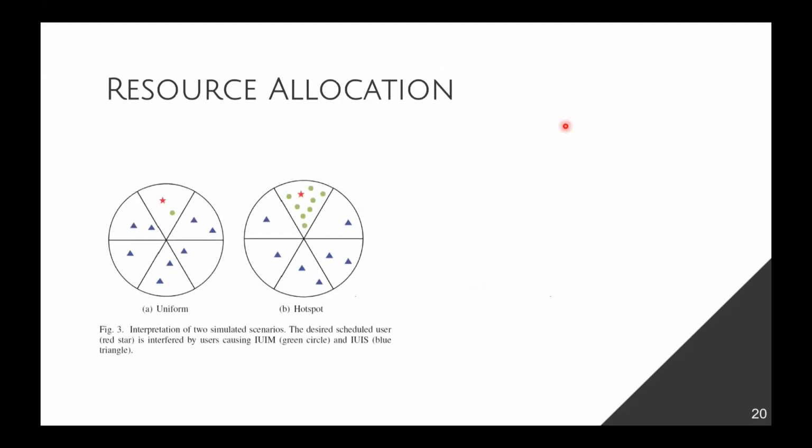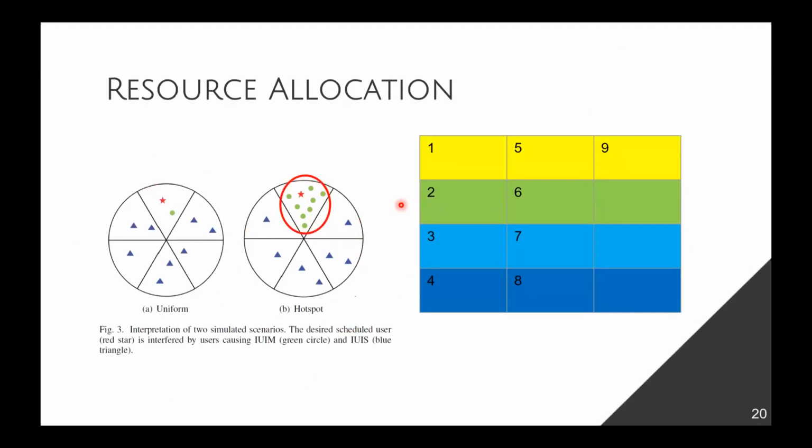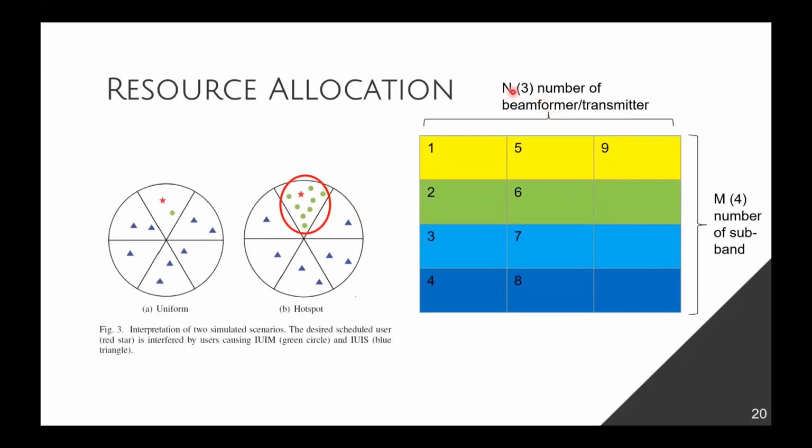So this is the resource allocation. I will try to mention it. This is the figure from the paper. Let's consider the hotspot scenario here. As we can see here, there are 9 users in this sector. And then let's suppose we have n number, that is 3 beamformers and 4 subbands. Because there are 9 users, we will assign 1 user in 1 beamformer and 1 subband.